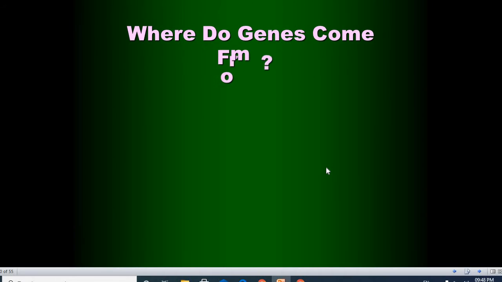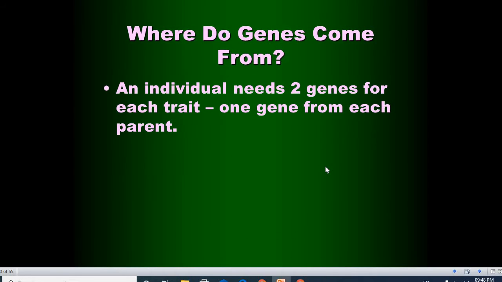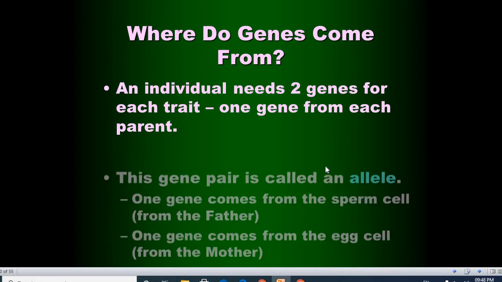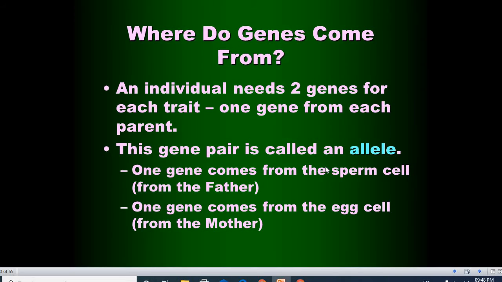Now where do genes come from? An individual needs two genes for each trait, one gene from each parent. One gene comes from the father and another gene comes from the mother. This gene pair is called an allele. One gene comes from the sperm cell of the father and one gene comes from the egg cell of the mother. So that is called an allele.